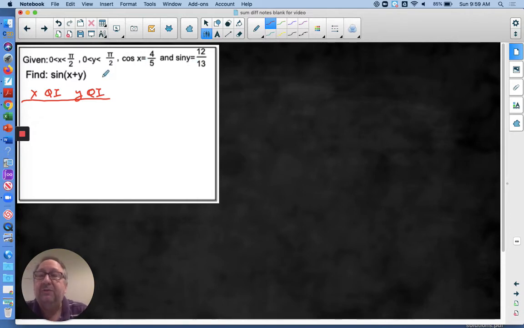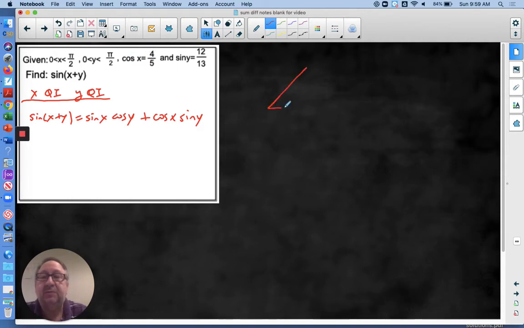So now we have to go and figure out the sine of x plus y, and we've got a formula for that. So sine of x plus y is sine of the first, cosine of the second, plus cosine of the first, sine of the second. So what we need are sines and cosines of x's and y's. What we have is the cosine of x.